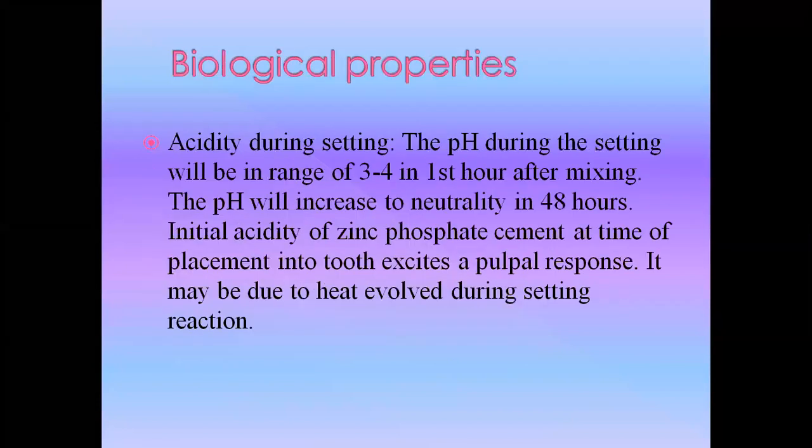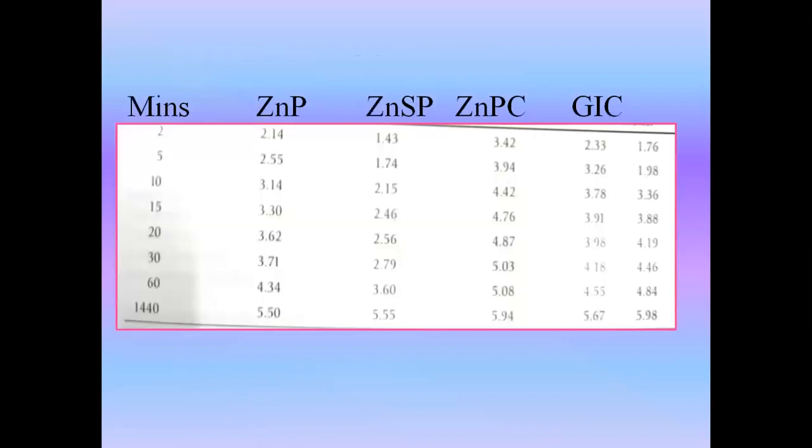And pH, as we discussed, will be in the range of 3 to 4 in the first hour, and after 24 hours it rises to 5.5. So that's what it is, again in minutes: zinc phosphate, zinc silicophosphate, zinc polycarboxylate, GIC. We have seen, it is 5.5 after 24 hours, still low.